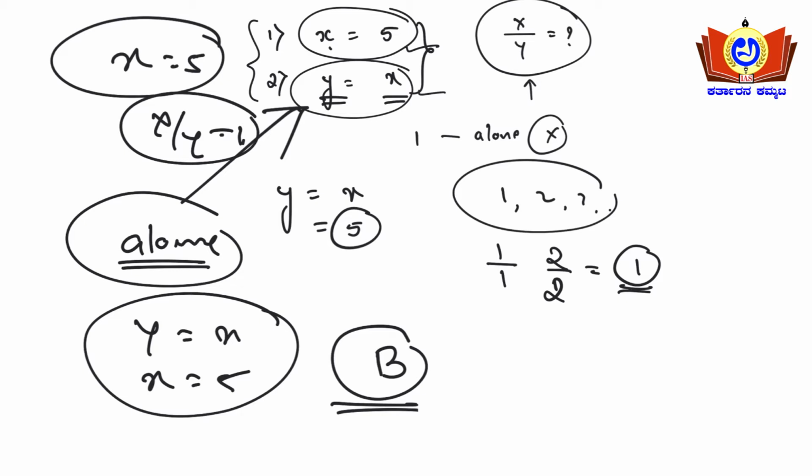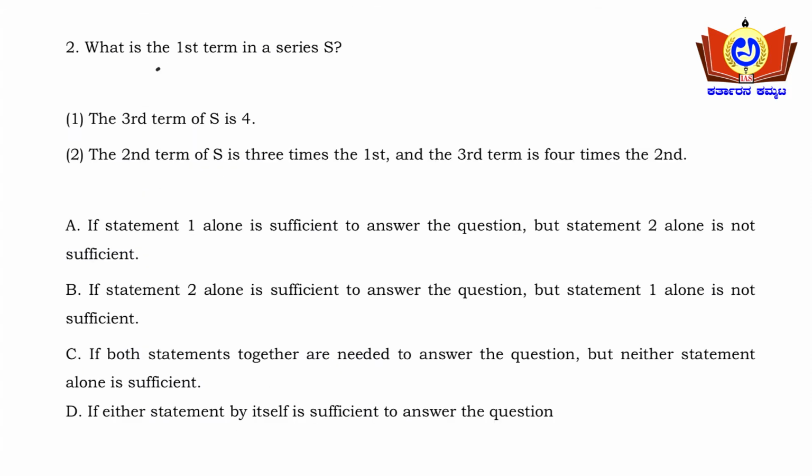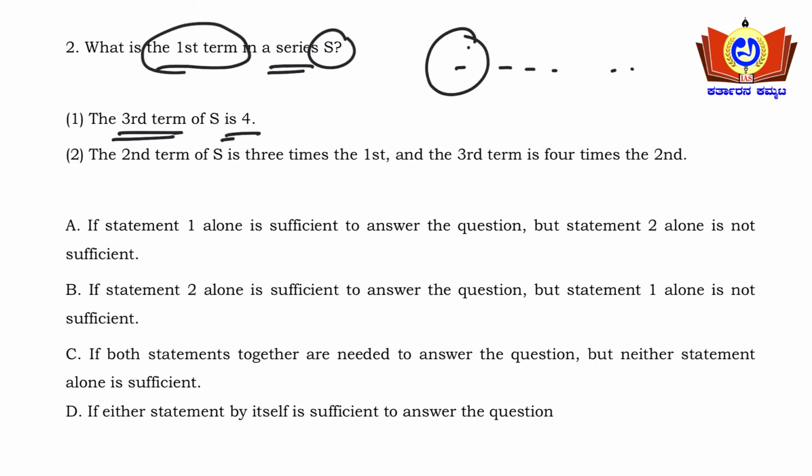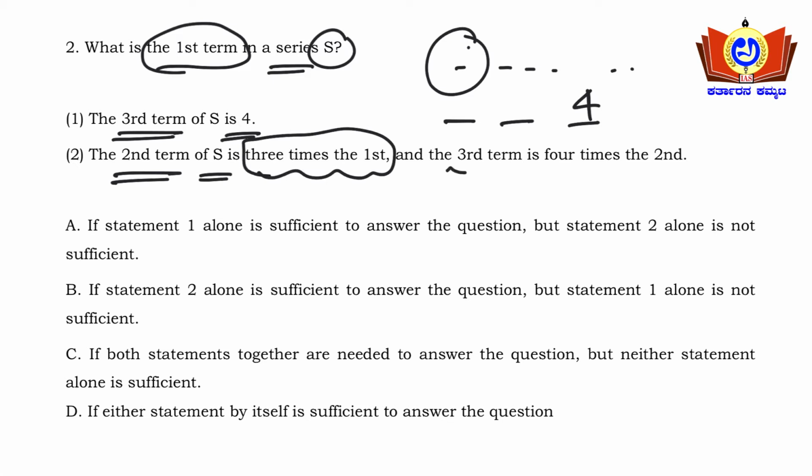So, moving on to the next question. What is the first term in the series S? Some series of numbers is there, and the question is asking what the first term is. The first statement says that the third term of S is 4. So the first, second and third terms, and the third term is 4. The second term of S is 3 times the first, and the third term is 4 times the second.